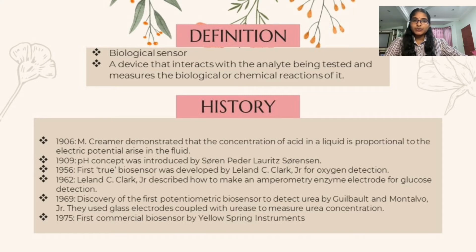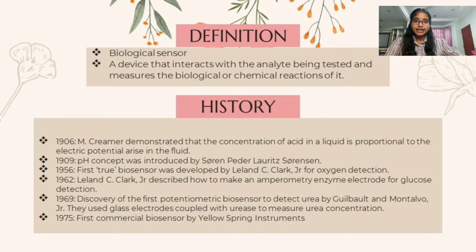It was 1906 when a British scientist demonstrated in one of his experiments that the concentration of an acid in a liquid medium is proportional to the electric potential arising in the fluid. Further experiments led to the discovery of the pH concept later in 1909 by Søren Peter, a Danish chemist. In 1956, after a lot of research, Leland C. Clark Jr. invented a so-called true biosensor which was used for oxygen detection in blood, water and other liquid samples. The same American biochemist then demonstrated how to make an amperometric enzyme electrode for glucose detection in 1962.